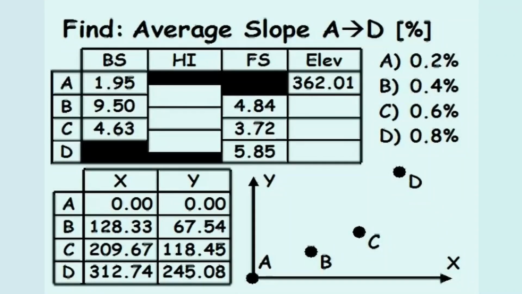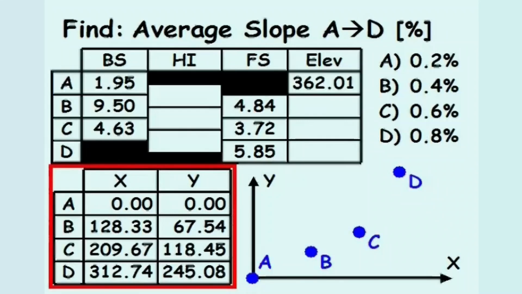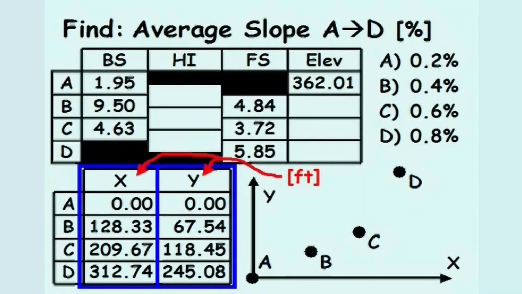Find the average slope from point A to point D as a percent. In this problem, points A, B, C, and D are located on an XY coordinate system. The exact coordinates of these points are provided in a table of values where the units of length are in feet.